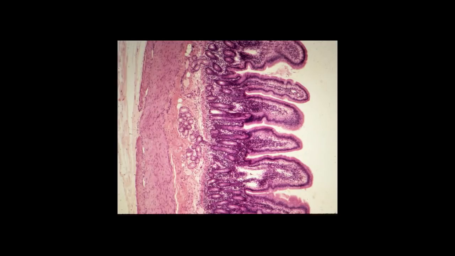Another view of the duodenum, you can identify the villi, the crypts of Lieberkühn, simple columnar epithelium, the lamina propria, muscularis mucosae, and submucosa with Brunner's glands, the inner circular and outer longitudinal layers of the muscularis externa, and the serosa. Note that on this slide the mesothelium of the serosa is not visible.